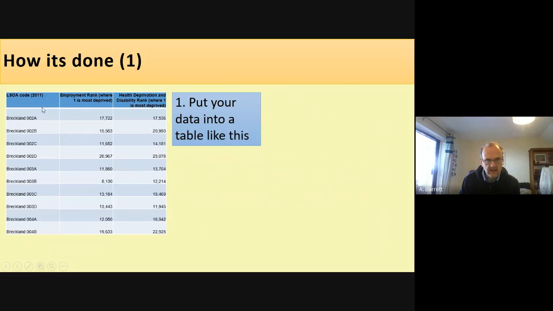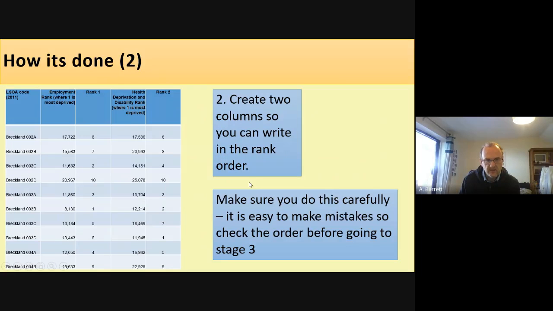At the moment, it's in order of the codes, the codes within Breckland where these measures were taken. So what you then need to do is add in a column here, rank 1, and then a column here, rank 2, and then you put numbers in to show what the rank order is for each one.